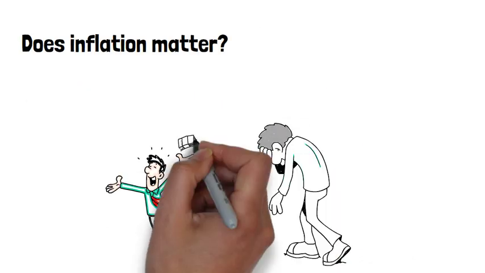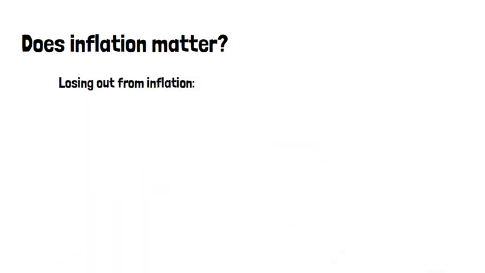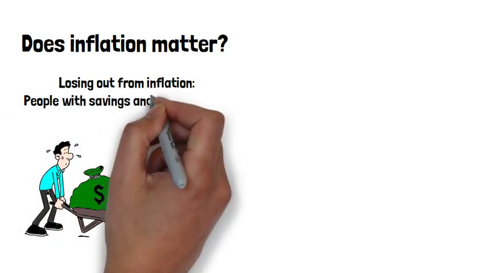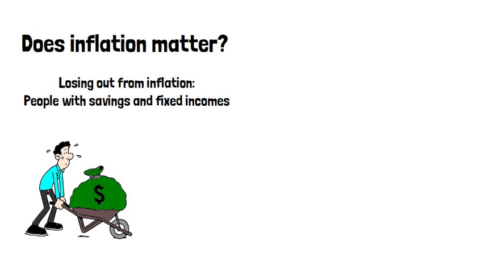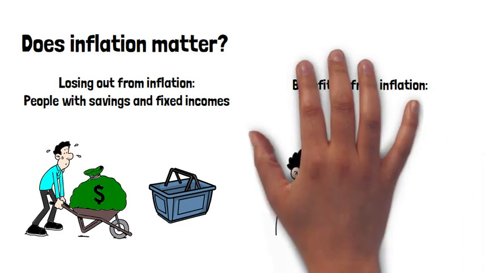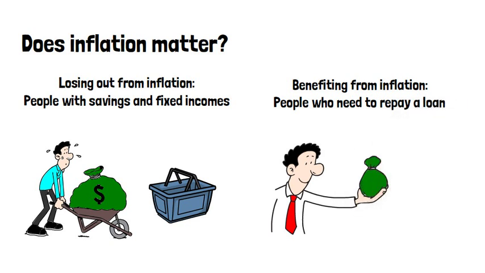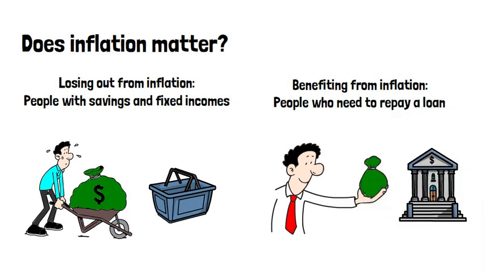When inflation is high, there are winners and losers. Imagine you have a lot of cash or you have a fixed income or pension. With high inflation, the value of your money will drop quickly. As prices rise, you will be able to buy fewer things with your money. On the other hand, if you have taken out a big loan, it will be easier to repay it if inflation is high, since the money you need to pay back has decreased in value over time.